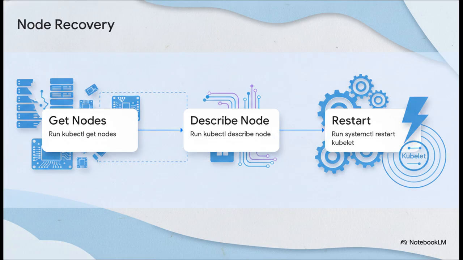First, kubectl get nodes confirms that not ready status. Second, you run describe node to read the specific events and errors happening on that hardware. And finally, you restart the kubelet using systemctl restart kubelet. The kubelet is the main agent running on every worker node. It controls exactly how pods are deployed there. If it crashes, the whole node goes offline.